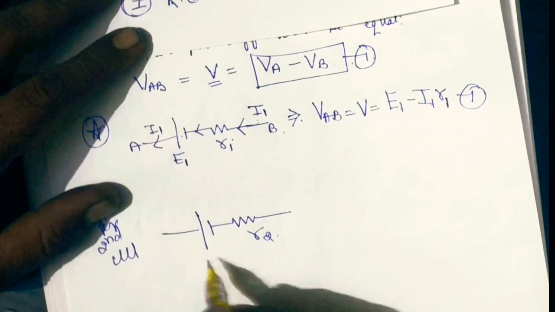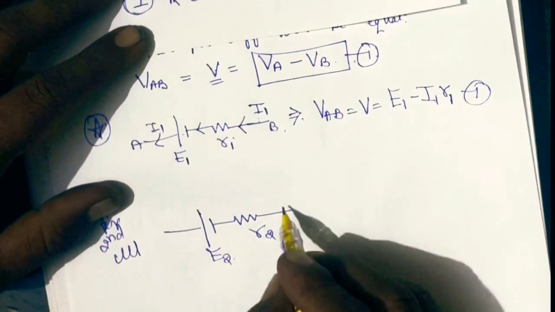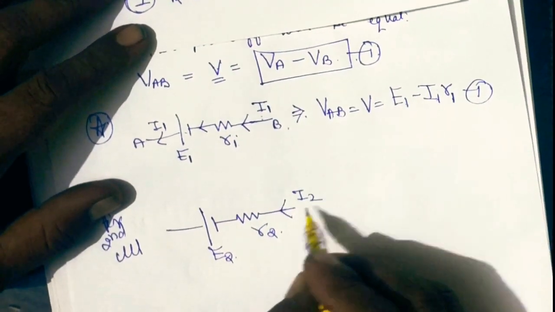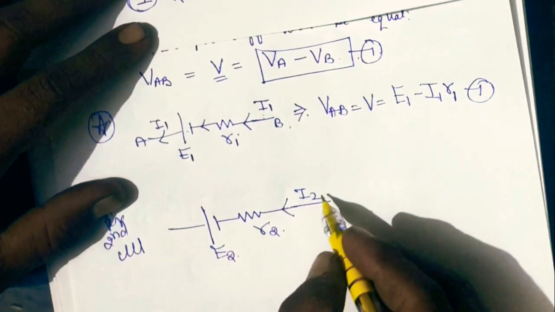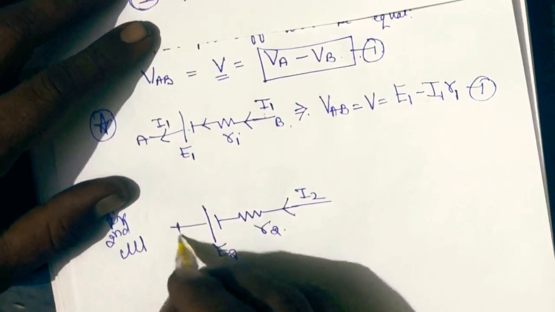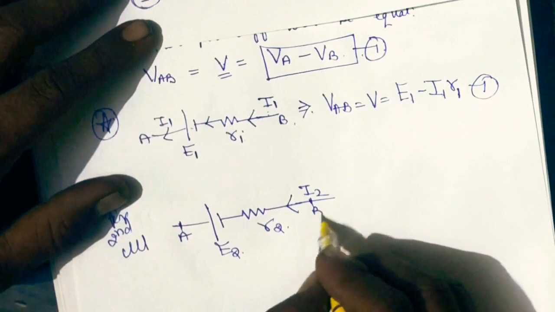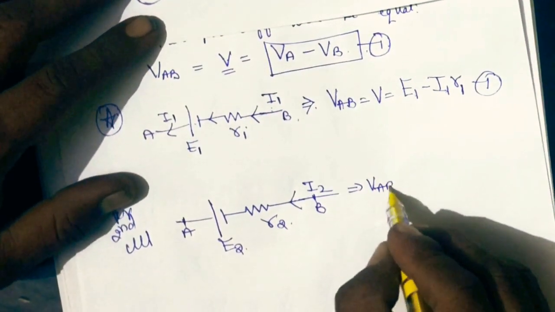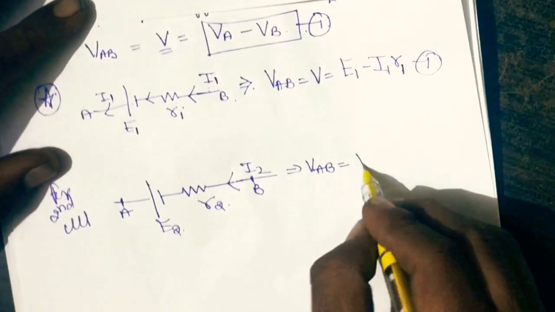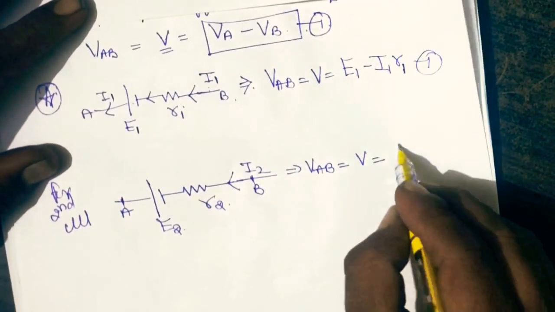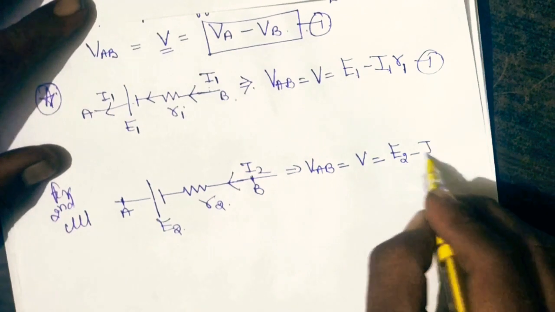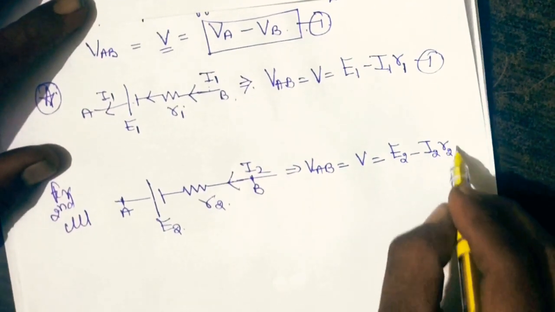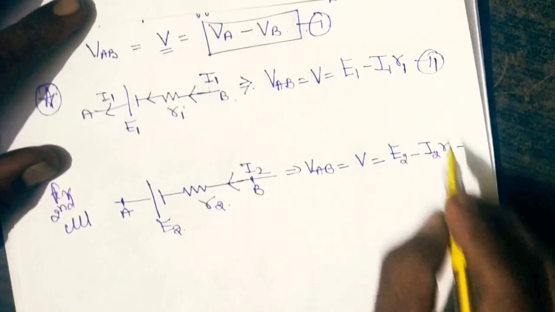its EMF is E2, its internal resistance is R2, and the current flowing is I2. So what can I write about the potential difference of this cell? The same equation I can write: VAB, that is V, will be equal to E2 minus I2 R2. This will be equation number 3.